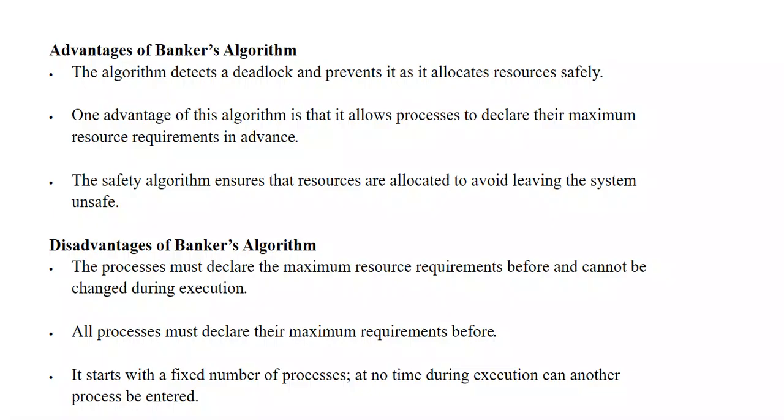We just saw the example for 5 processes, but we know that multiple processes are executing in the operating system. So whenever there is a large number of processes, it is very difficult to execute with the Banker's algorithm. Sometimes resource utilization becomes lower because the system allocates resources very carefully. Also, Banker's algorithm is not suitable for systems where processes and resource requirements change dynamically.